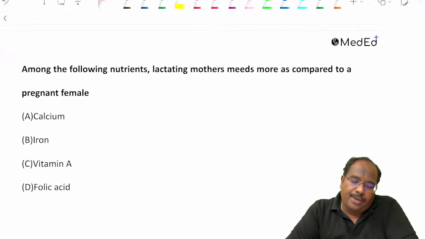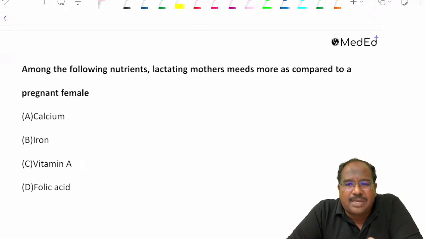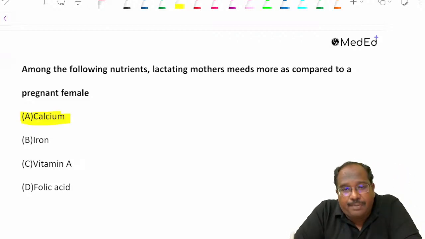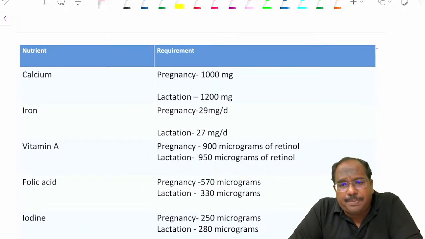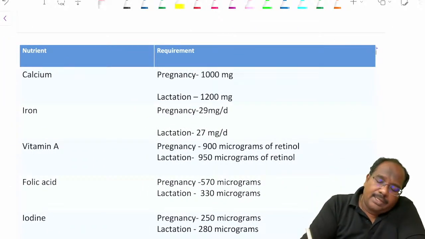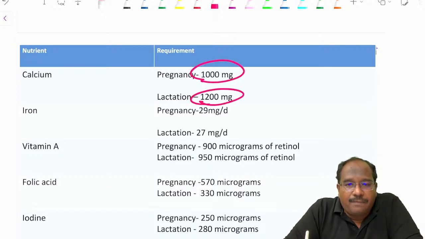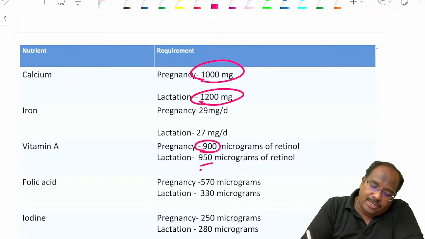Among the following nutrients, which do lactating mothers require more compared to pregnant females? Straightforward question. As a supplement, which one do you want to give? You can give calcium and vitamin A, both are required more. But look here: calcium for normal adults is 1000 milligrams, in lactation 1200 milligrams. Vitamin A comes in micrograms. As a supplement, you don't actually give 950.